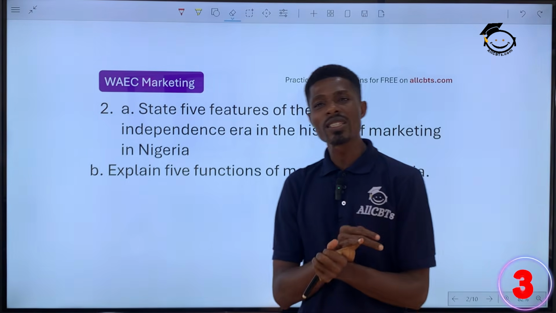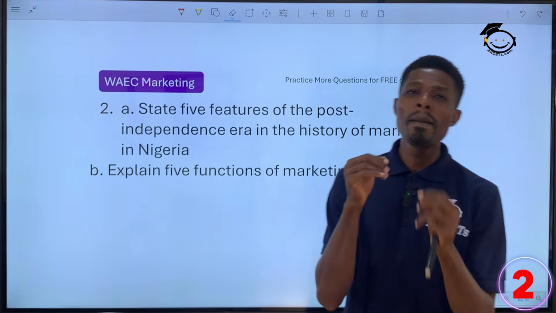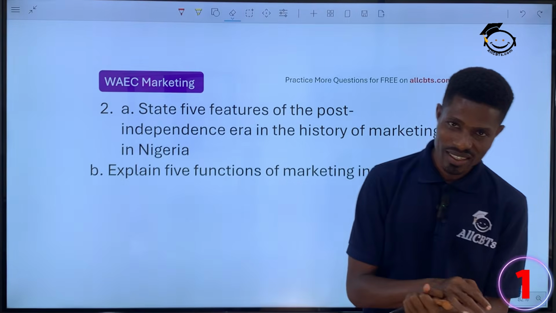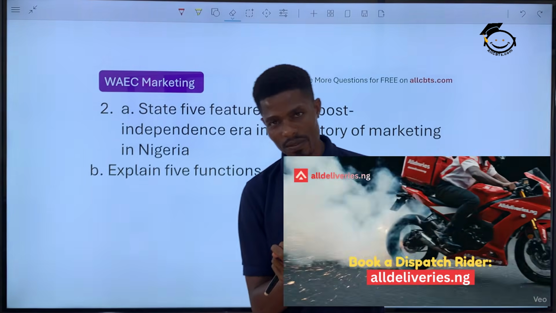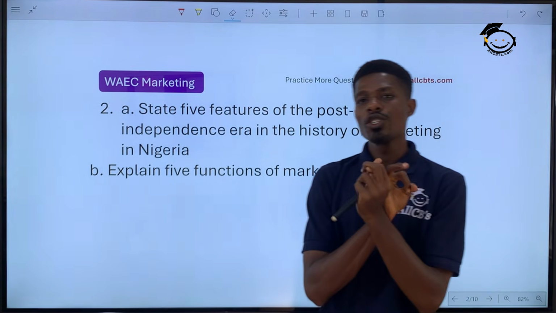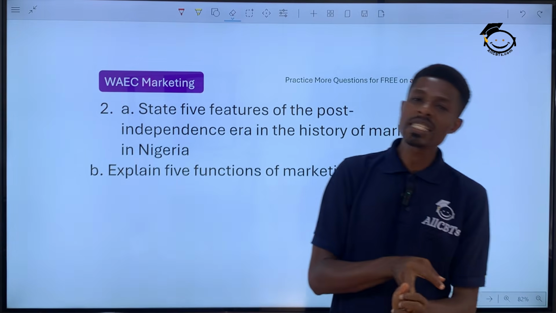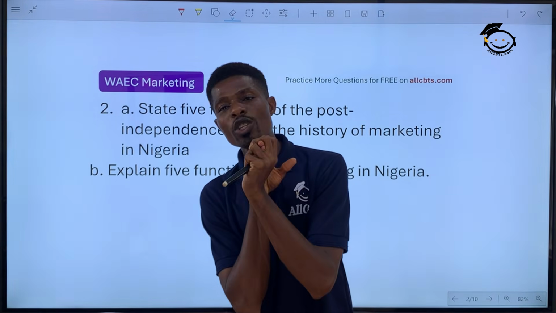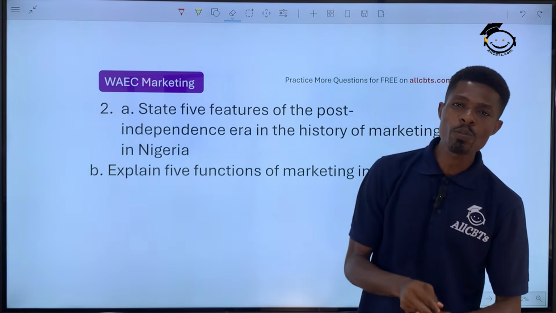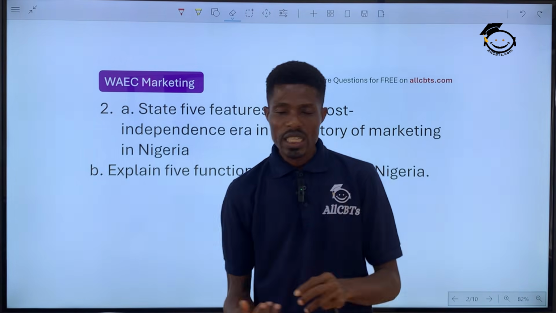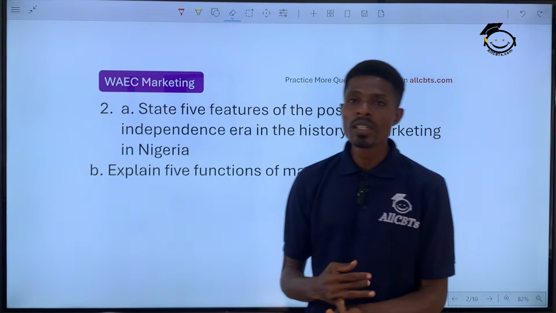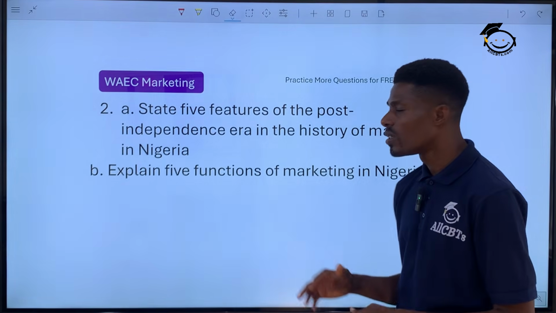The first one we said is buying and selling. The second one is storage of goods and services. Third one is transportation of the goods. Now, the next one, I've said 3 functions.